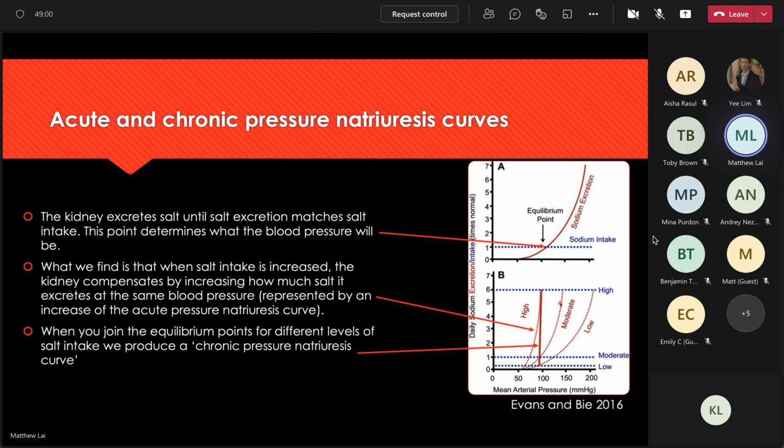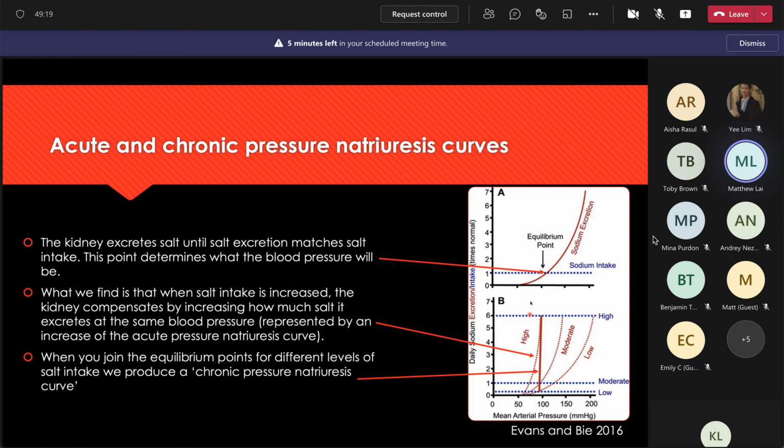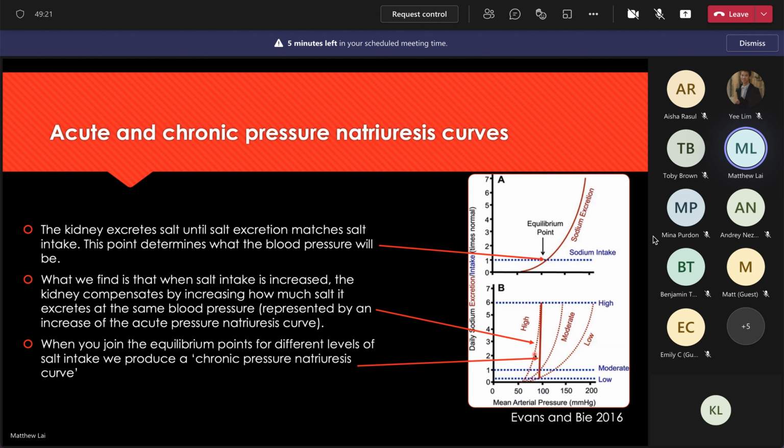So as you can see, here's our moderate intake. And for high salt intake, we actually get your kidneys excreting more salt. So the equilibrium point is actually here. Now this is the acute pressure natriuresis curve. This line here is our chronic pressure natriuresis curve, and that happens when we join up all our different lines.